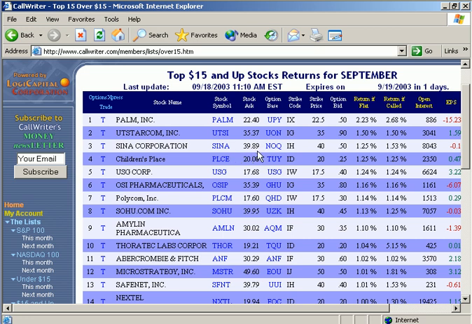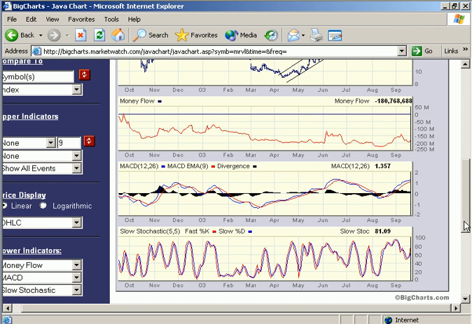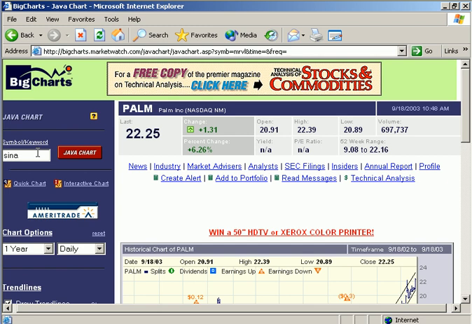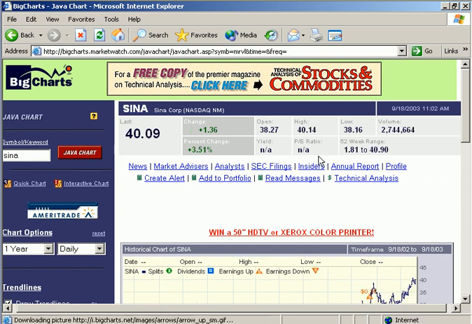And this one here, we'll be able to buy and sell the $40 strike price. So let's go to the third one here for SINA. And then we're going to write down the price of $39.89. Okay, let's take you through the test. First, we're going to the chart tab. We're going to simply put in the symbol SINA, and then click on the Java chart.